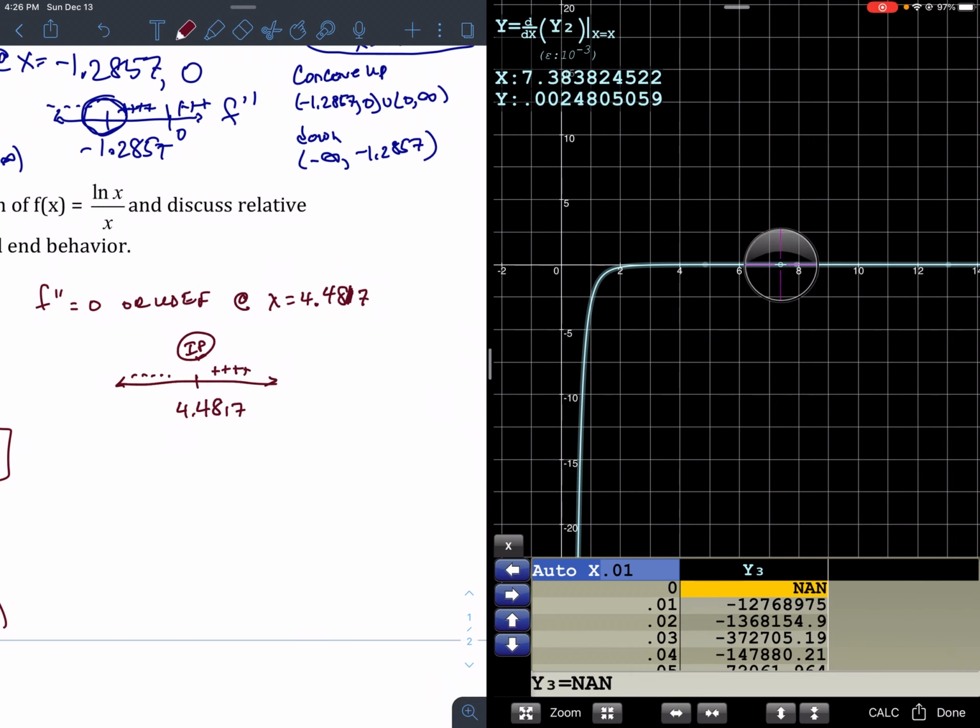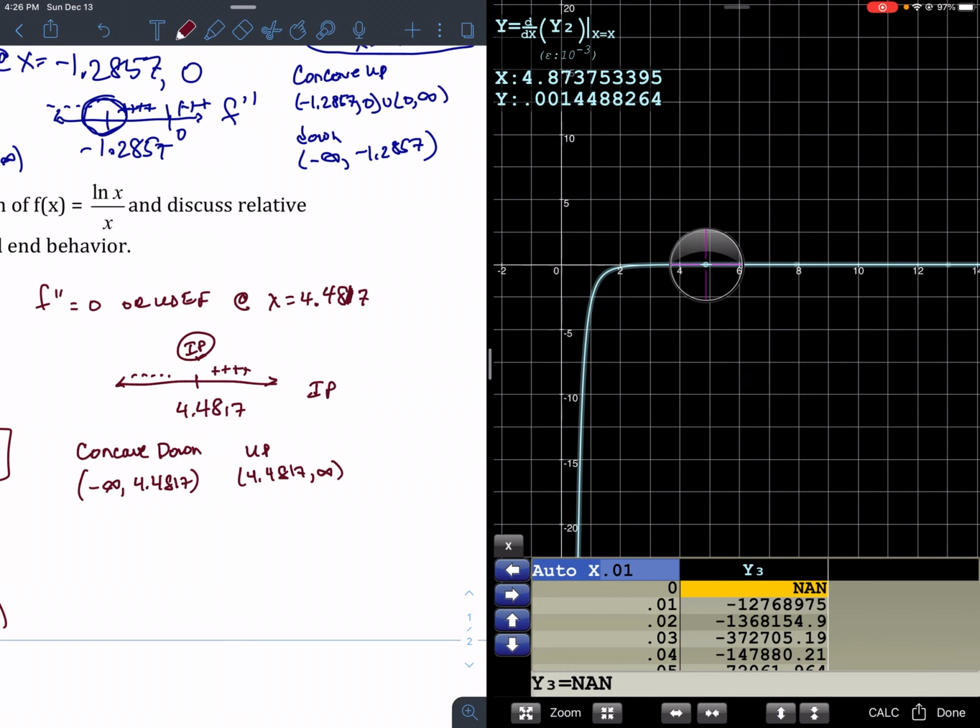It changes concavity. I'm looking again if there's a maximum right there, but it doesn't appear to have any other zeros. Okay, so it's concave down from negative infinity to 4.4817, and up from 4.4817 to infinity. So those are my intervals of concavity, and I have an inflection point at 4.4817, and I would have to plug it back into the original equation to get the y value.